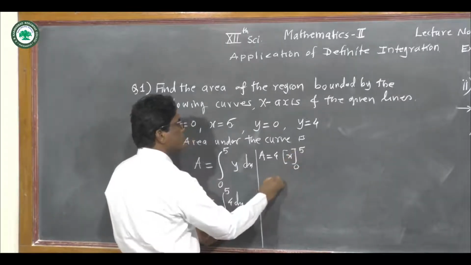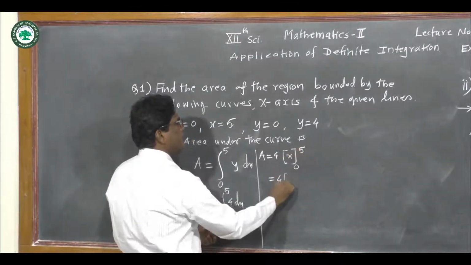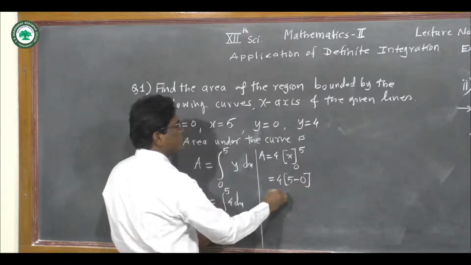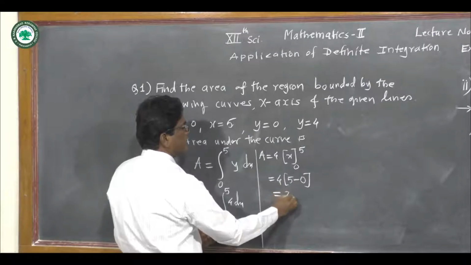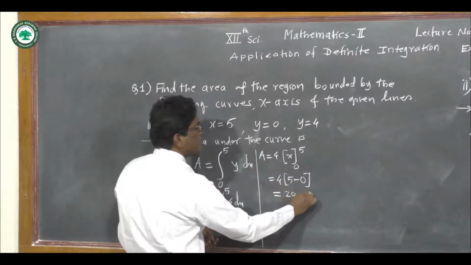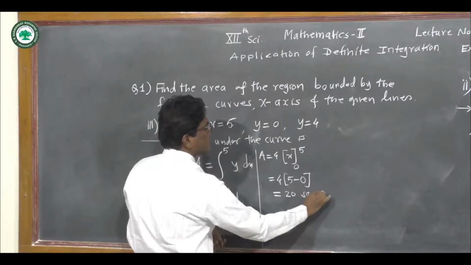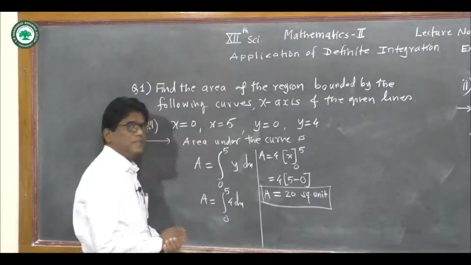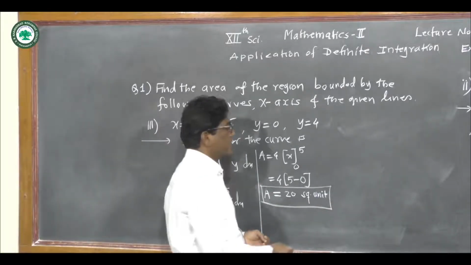So it is equal to 4 into, put the value of x as 5 minus x as 0. So 4 5s are 20, 5 minus 0 that is 5, 5 4s are 20 square unit. This is the required area. Get it? Now we draw the figure.